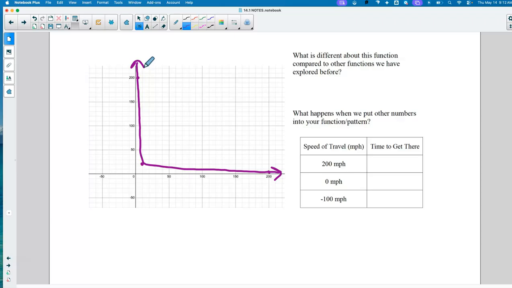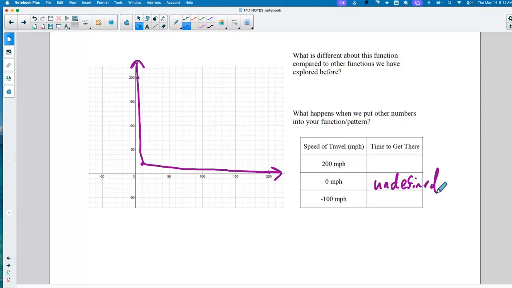What happens if I go 0 miles per hour? Well, when will I get there though? Never. But isn't that kind of weird? What happens if you do 200 divided by 0? What's that? Not 0. It's undefined. And that's why your graph actually never touches the y-axis. It's never going to be 0. So there's something to think about there.